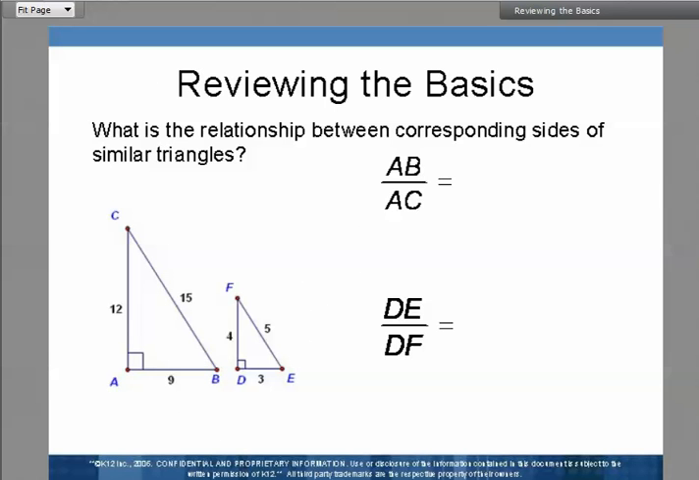Let me give you a couple examples. Here are two triangles. The relationship between A and B, AB, this side down here, and AC, this one over here, 9 and 12.